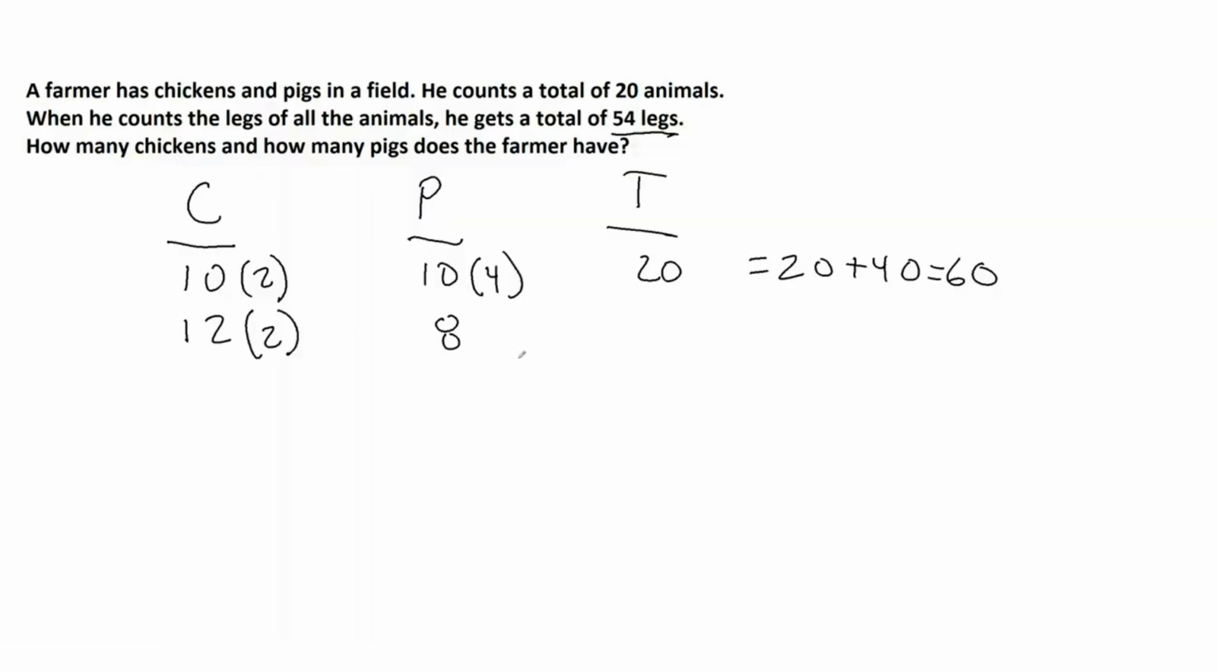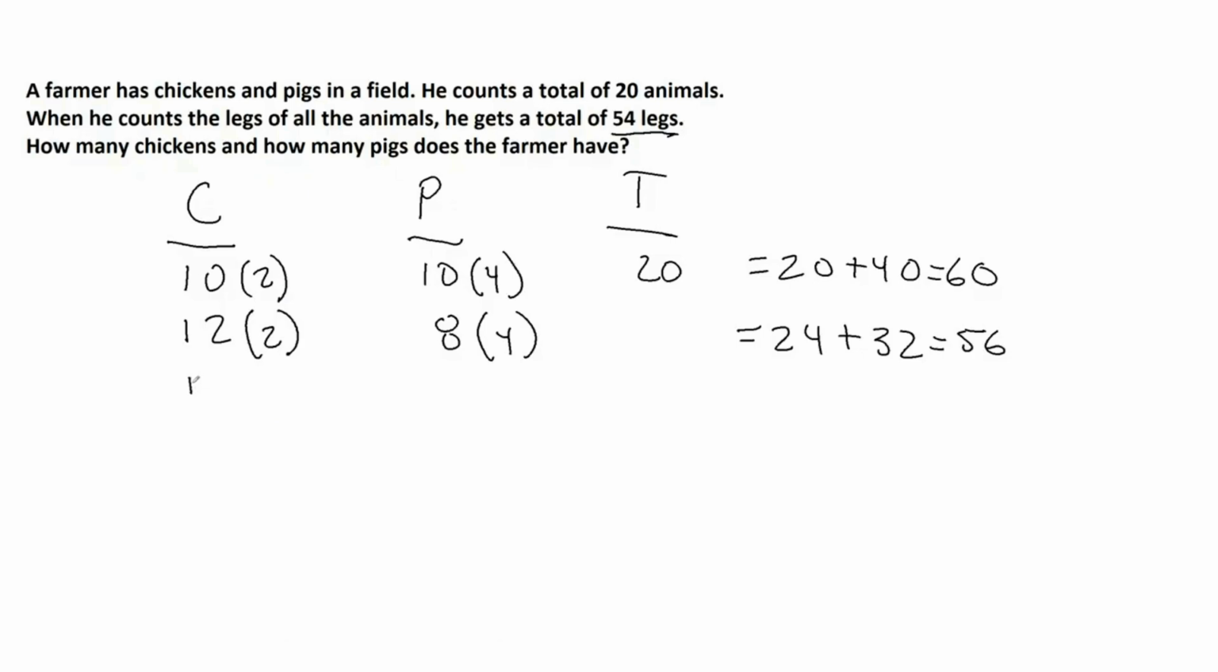Now, again, chickens have 2 legs. Pigs have 4 legs. And I'm going to go ahead, multiply this out, add them up, and let's see if it gets to the 54 legs. So right now, 12 times 2, that'd be 24 legs, plus 8 times 4, which would be 32 legs. And 24 plus 32 gives me 56. Still a little too high, though. I need 54 legs, not 56 legs, which now I'm guessing it's still one too many pigs.